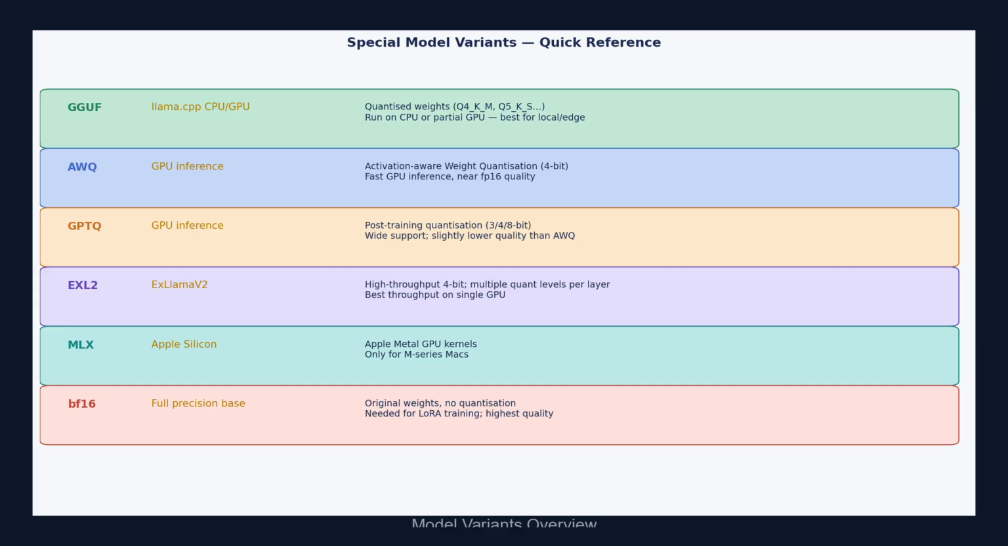And BF16 is the full precision baseline, no quantization, highest quality, used with standard LoRA when VRAM allows. For your fine-tuning work, the hierarchy is simple. BNB 4-bit for training with QLoRA, BF16 if you have enough VRAM for full LoRA, everything else for inference and deployment after training is done.